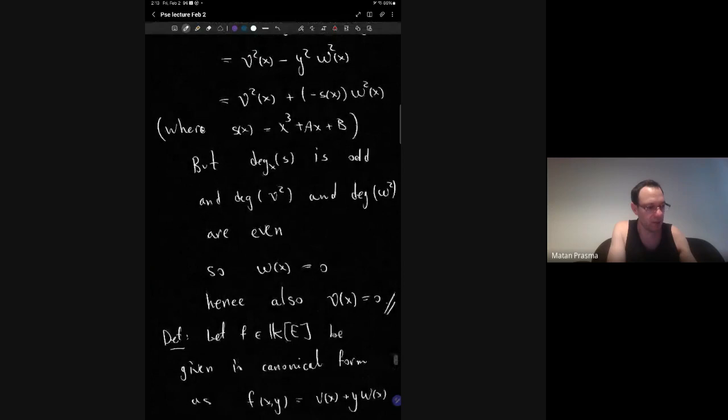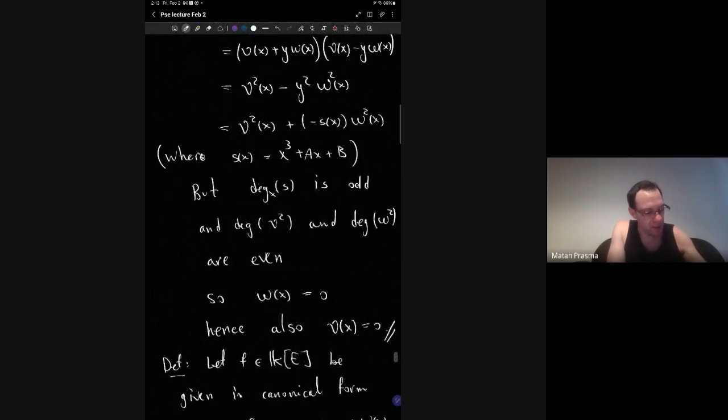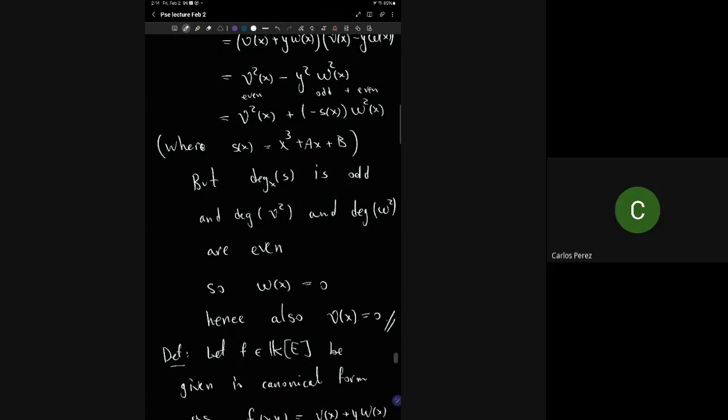Right? Just let me repeat. I mean, this is even. This is odd. And this is even. Then the degree of the multiplication of polynomials is the sum. And the sum of odd and even is odd. So this is a contradiction. Okay. Is this clear?